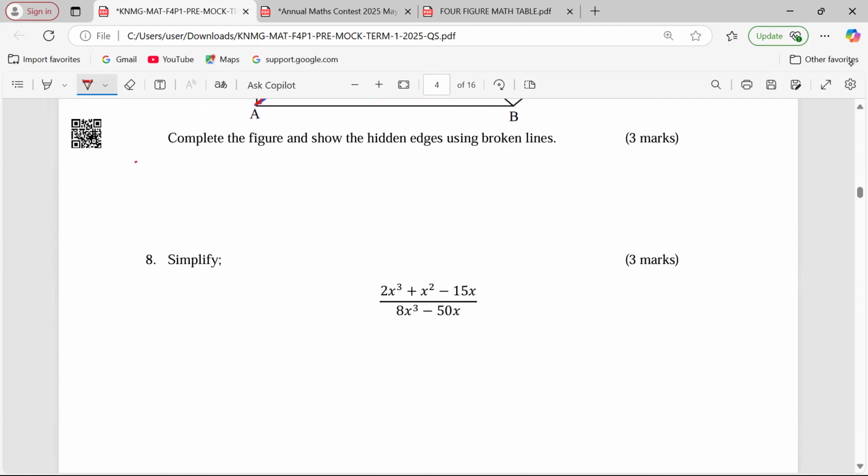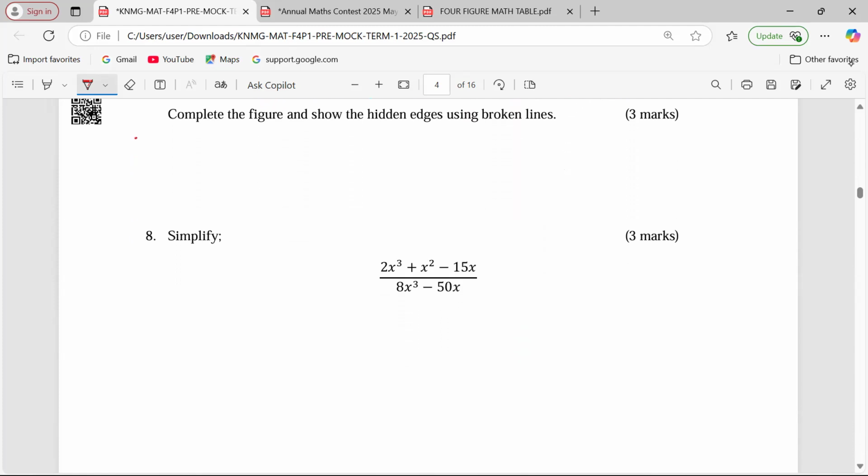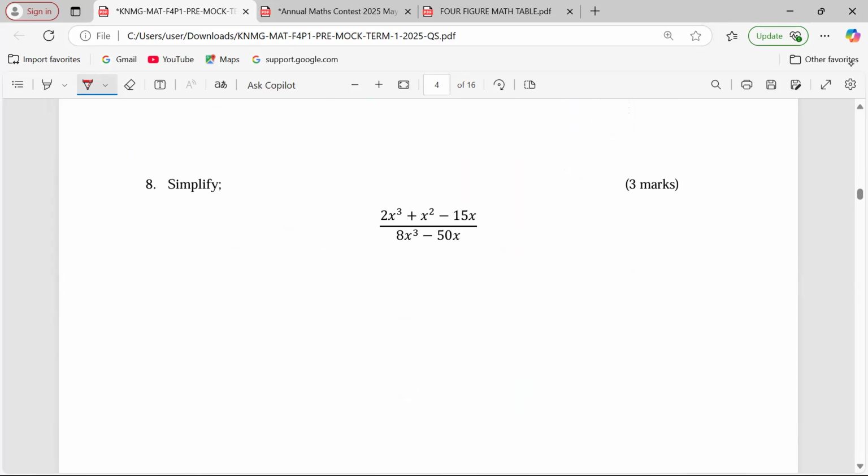Number 8, simplify 2x to the power 3 plus x to the power 2 minus 15x, divided by 8x to the power 3 minus 50x. Let's deal with the numerator first. What is common in the numerator? We factor out x first. We are remaining with 2x squared plus x minus 15.